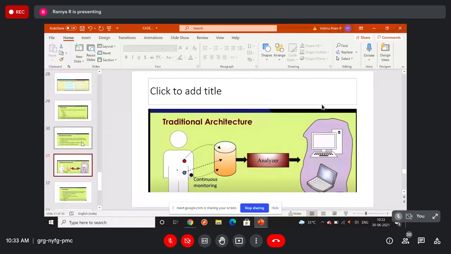So if you see traditional architecture, there is continuous monitoring on the human body, and it is going to reach a database. The analyzer, the data analyzing, is going to take place, and next the data is going to reach the particular user's desktop, laptop or mobile phone.